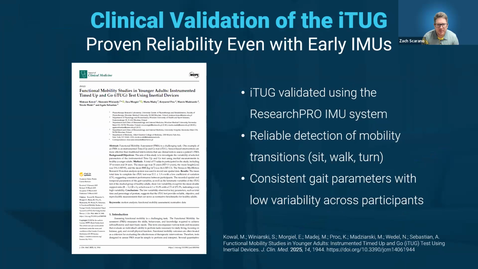And one thing to note is that the foundation of this clinical mobility testing is strong. The instrumented timed up and go was actually validated recently in this publication by researchers at Wrocław Medical University. Even with our early generation Neuraxon IMUs, the Research Pro system, the study showed reliable detection of the sit-to-stand, walking, and turning phases, with low variability observed in the key gait parameters among healthy adults. This demonstrates that the mobility tests stand on trustworthy, peer-reviewed science.